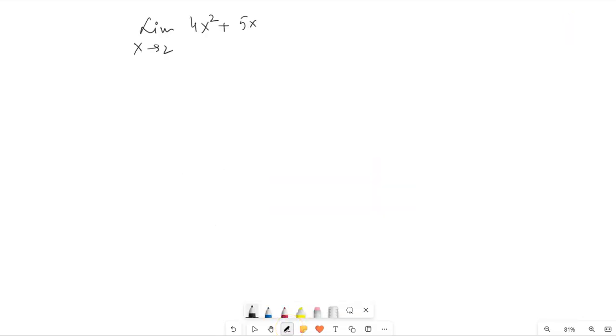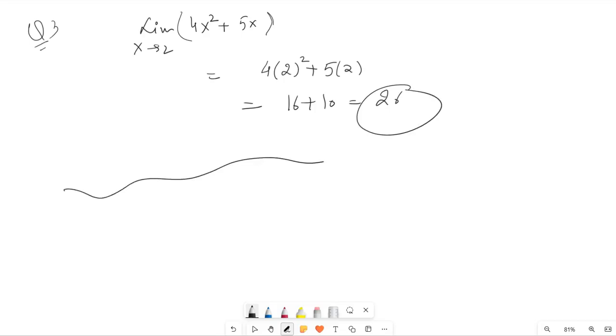Here is the last part of question number 3. This limit is pretty easy. This is a polynomial. If you remember the polynomial, the limit is simply plug in the value. So 4 times 2 square plus 5 times 2. 4 times 4 is 16 plus 10. The answer should be 26. So for any polynomials, limit is pretty easy. It's just like finding the value.